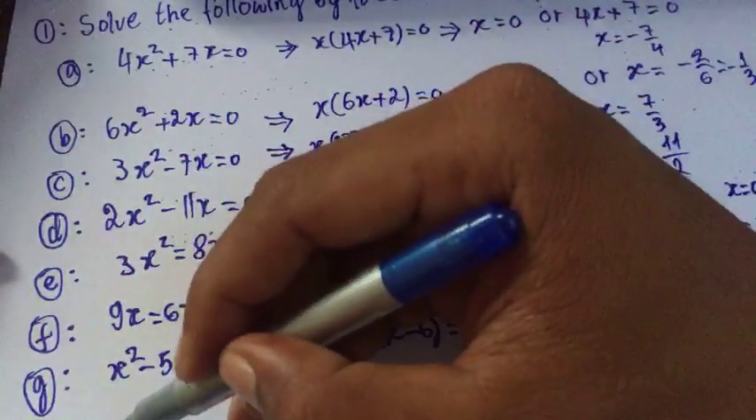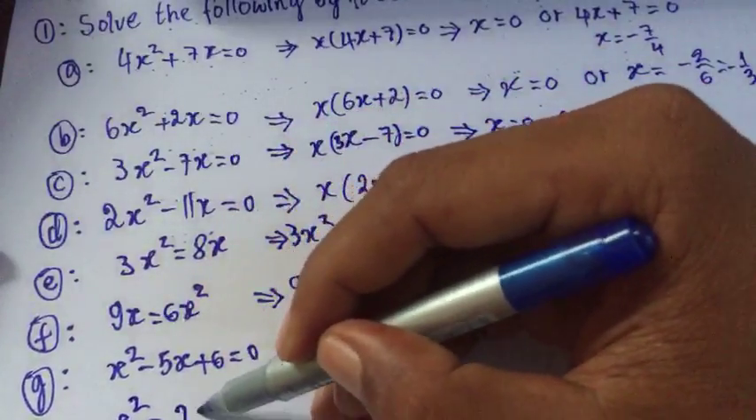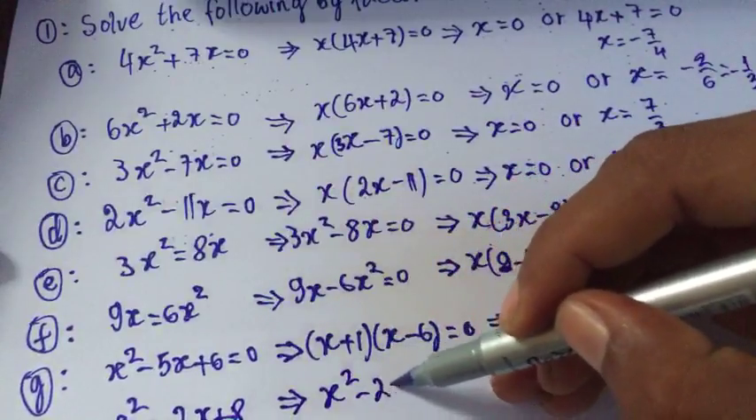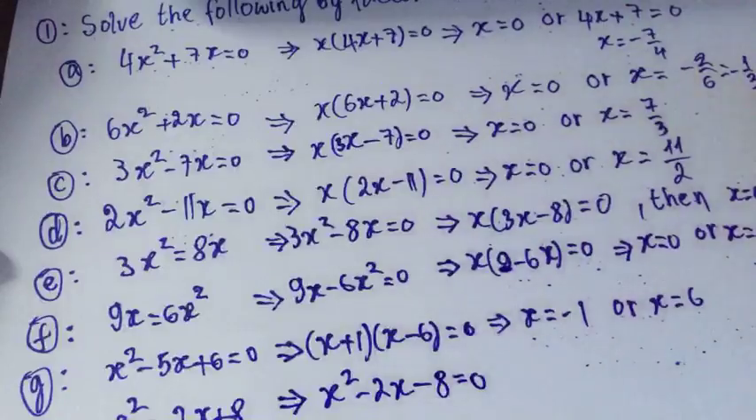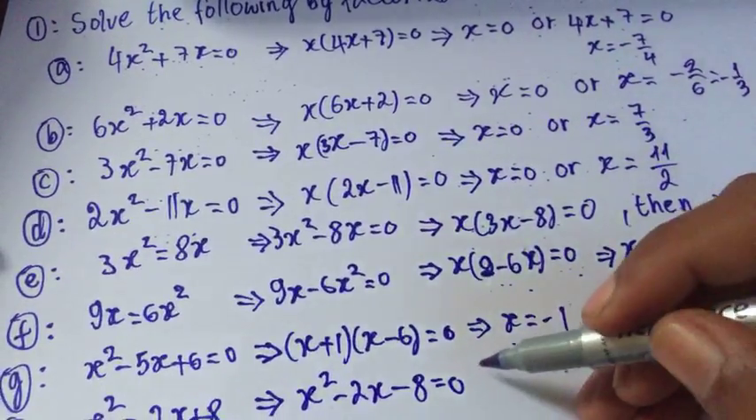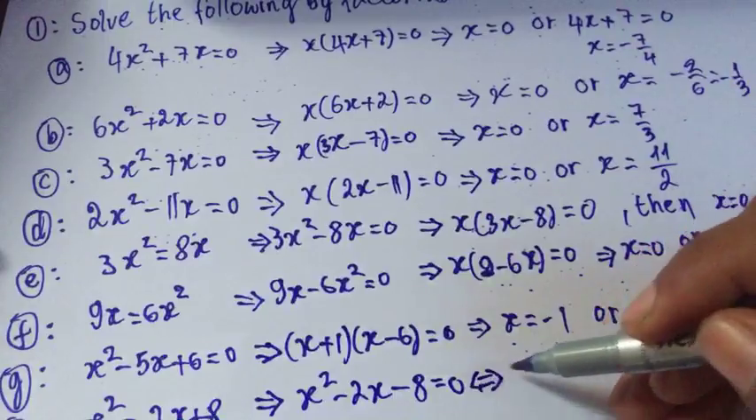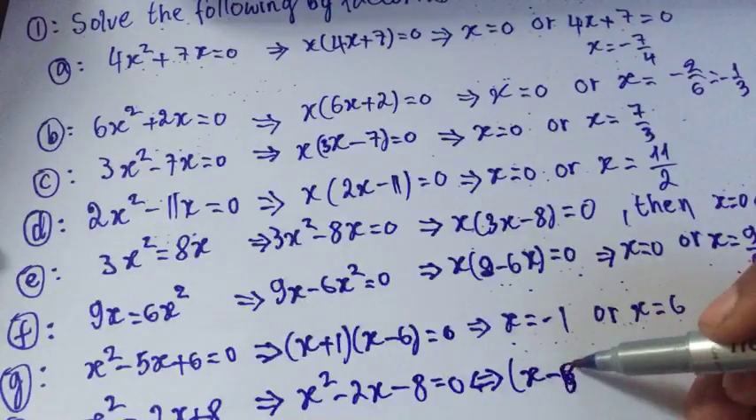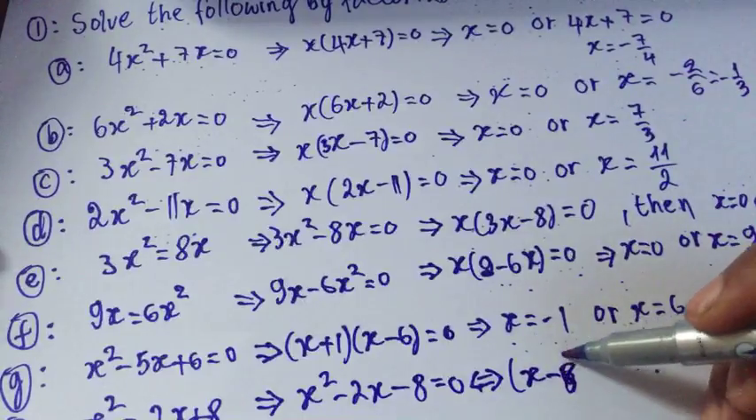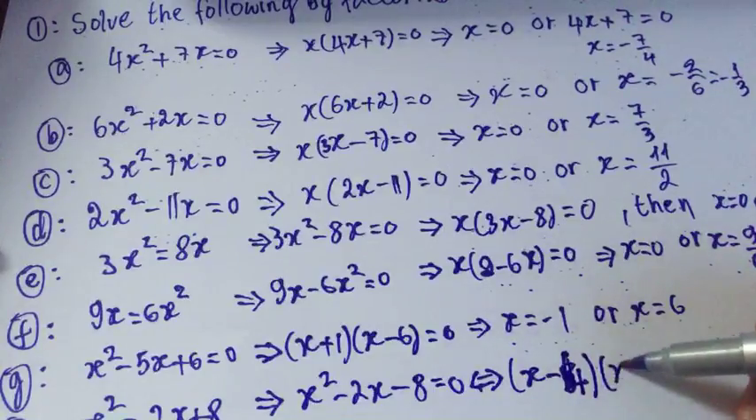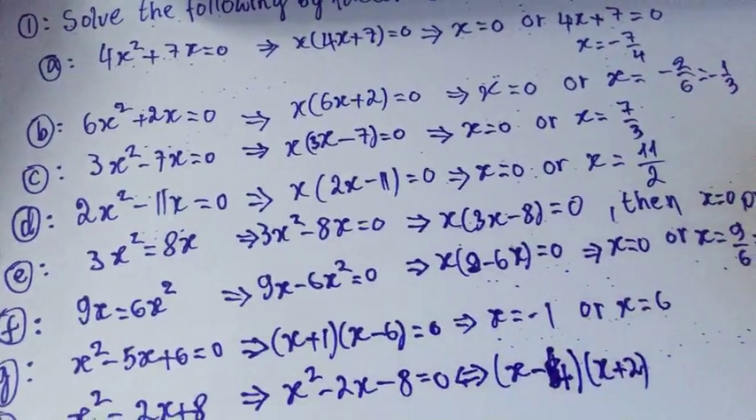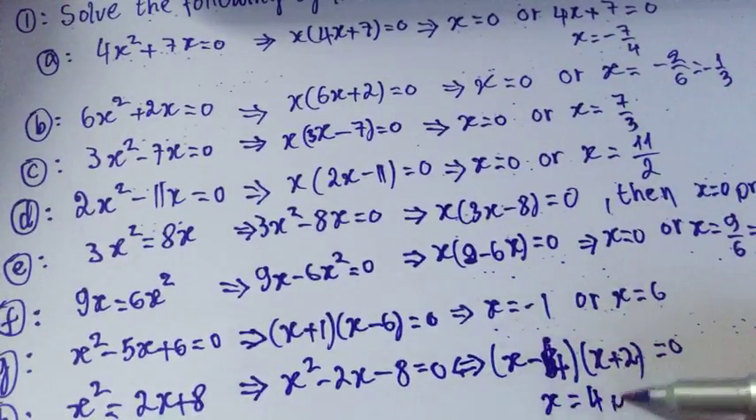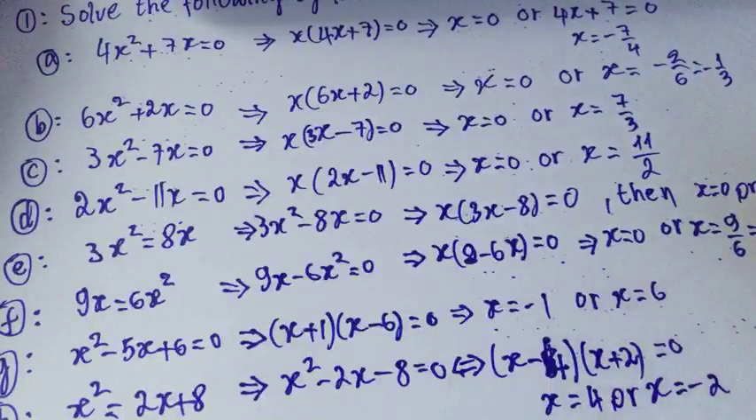Okay. x squared equal to 2x plus 8. You can rearrange to x squared minus 2x minus 8 equal to 0. And then you can factorize this: x minus 4, x plus 2. And then you can find x equal to 4 or x equal to minus 2.